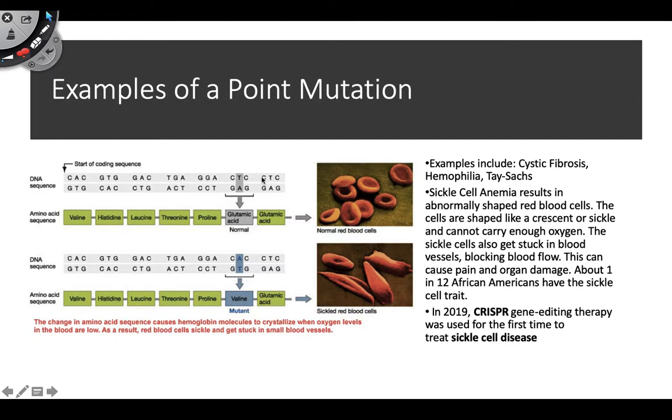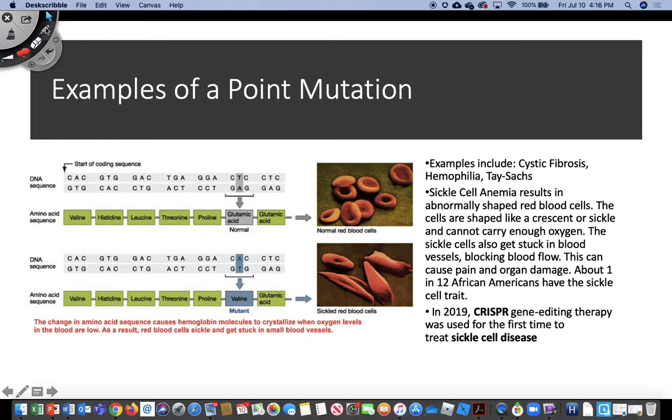Okay, let's continue. So let's look at some examples of point mutations. Examples include cystic fibrosis, hemophilia, or Tay-Sachs disease. Now let's look at sickle cell anemia for a moment here, which is another important example of a point mutation. Sickle cell anemia results in abnormally shaped red blood cells. The cells are shaped like a crescent or sickle, and they cannot carry enough oxygen. The sickle cells also get stuck in blood vessels, blocking blood flow. This can cause pain and organ damage, and this is a common condition in 1 in 12 African Americans who have the sickle cell trait.